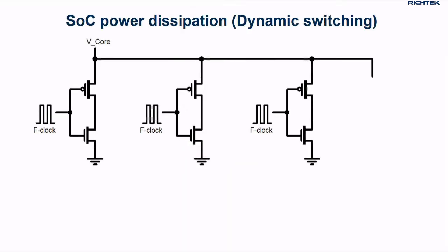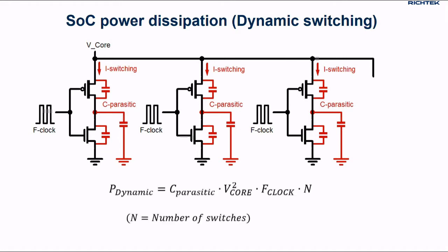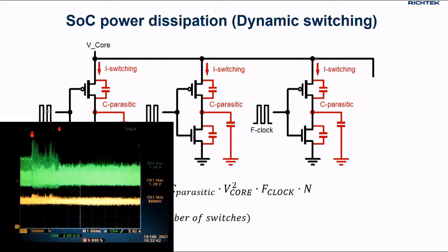The current consumption of the processors in the SoC is to a large extent caused by the charging and discharging of the parasitic capacitances of the numerous switches. The higher the switching frequency and the more switches are active, the higher the current consumption.